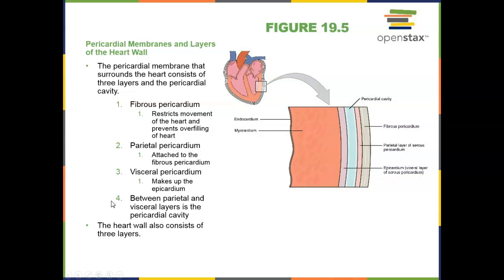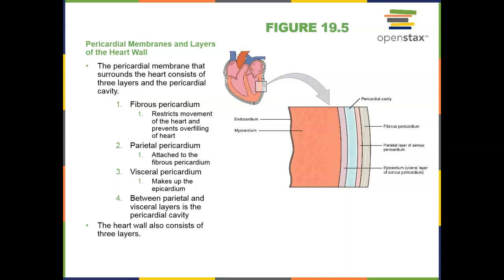So the last thing we're going to talk about in this video, not this chapter, is the membrane that surrounds the heart and then the heart muscle itself. So we have a pericardial sac that surrounds our heart. There are 3 parts to this pericardial sac. We have first the fibrous pericardium. The fibrous pericardium kind of holds the heart in that thoracic cavity. And it restricts movement of the heart, preventing the heart from overfilling, so the heart doesn't burst.